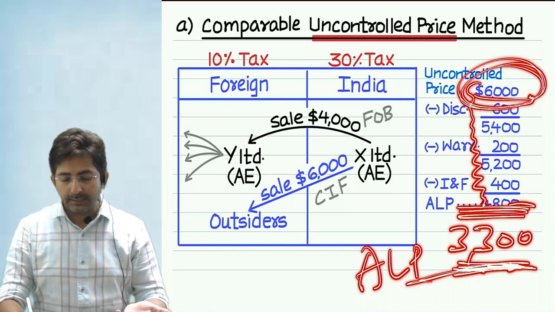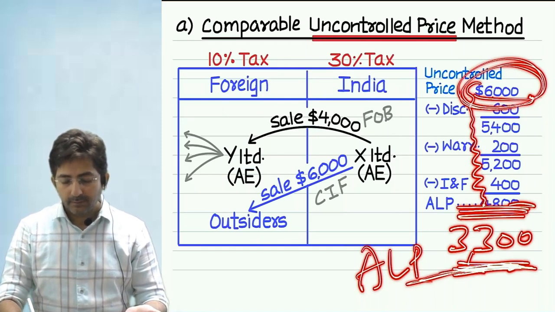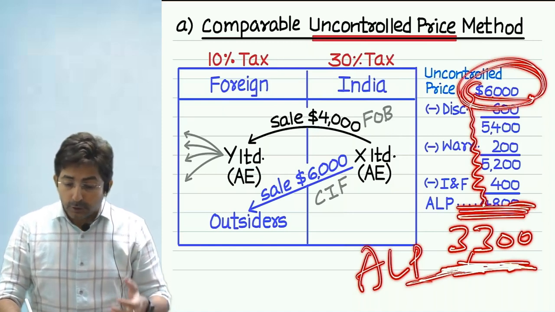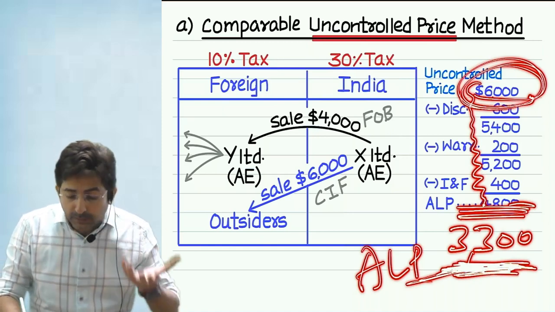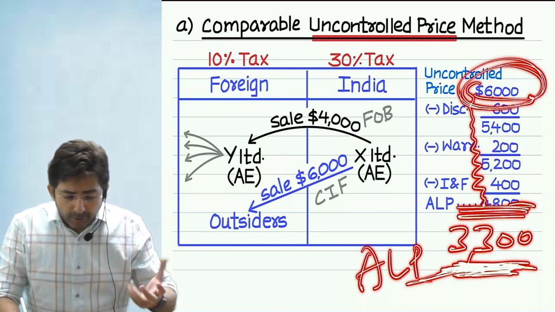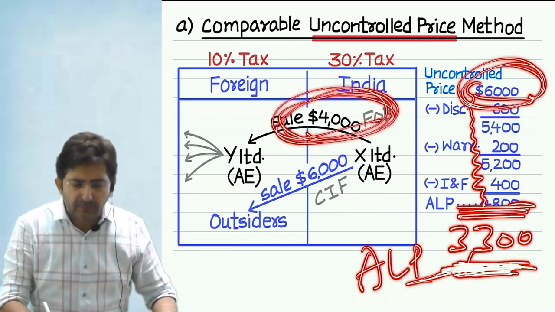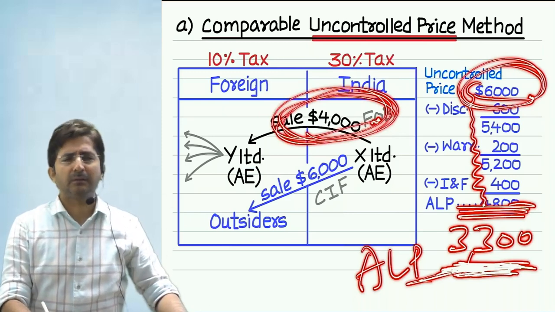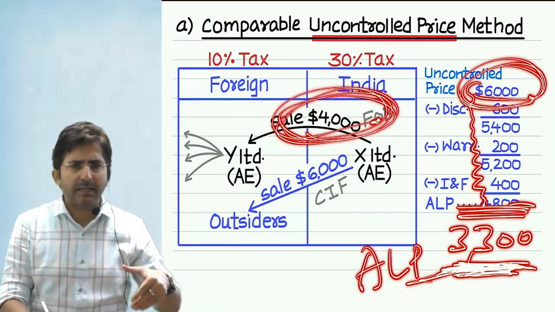You are not understanding what I am trying to say. ALP is 3300. So tell me now, will government say like this? The genuine price should be 3300. But assessee, you are showing more income. Don't show more income. It is not good. Will government say like this?